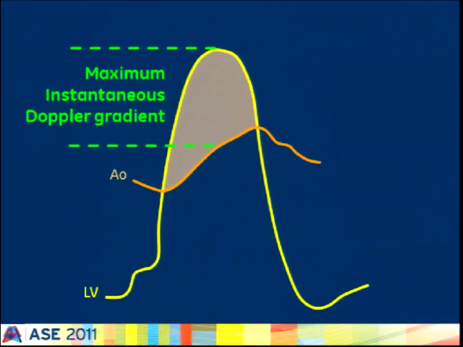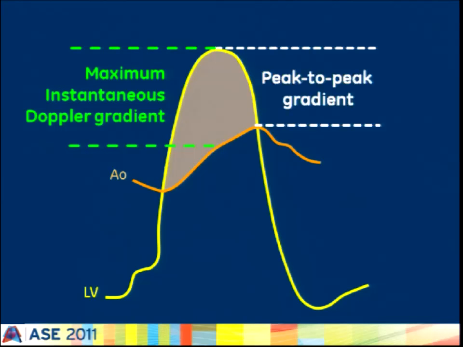It's important to note, though, that if we do this measurement, this will correspond to what's referred to as the peak-to-peak gradient that we measure on cardiac catheterization. So what we're measuring is the left ventricular systolic pressure and the aortic blood pressure at this point in time. So this correlates to the peak-to-peak gradient. And what we can appreciate is that these peaks do not occur at the same point in the cardiac cycle. So you can see here that this gradient will be a little bit lower.